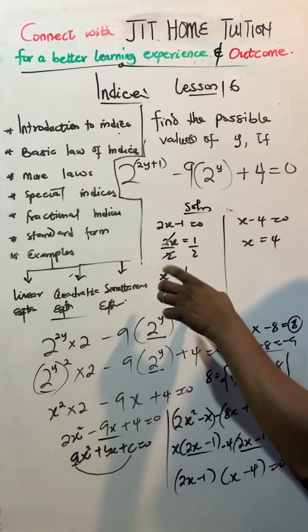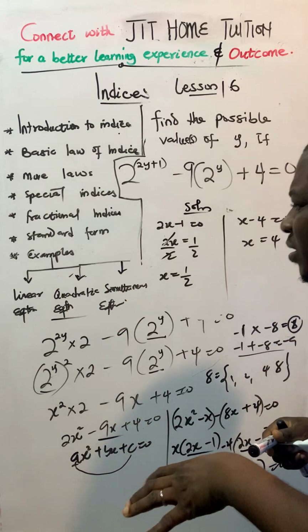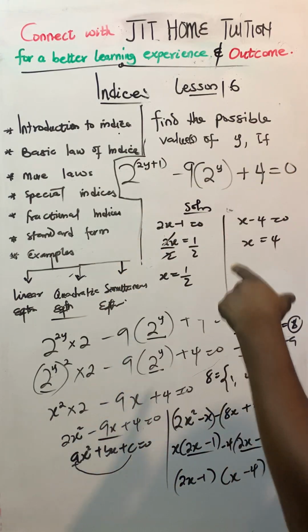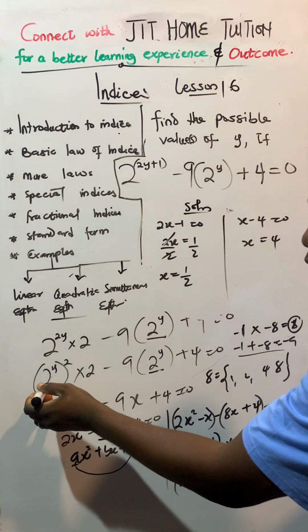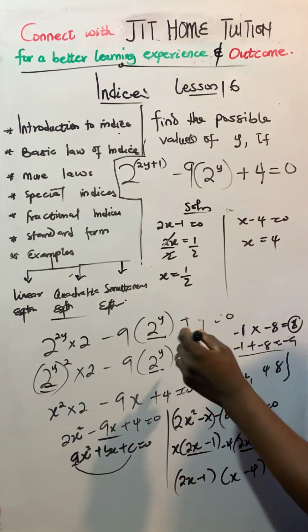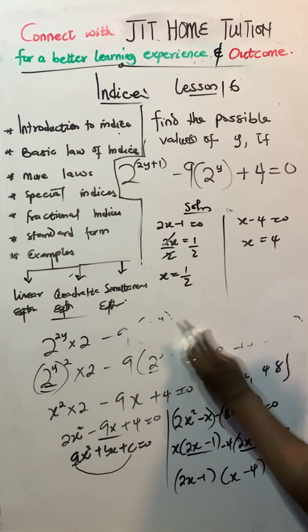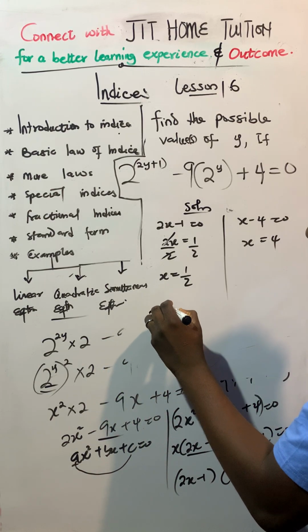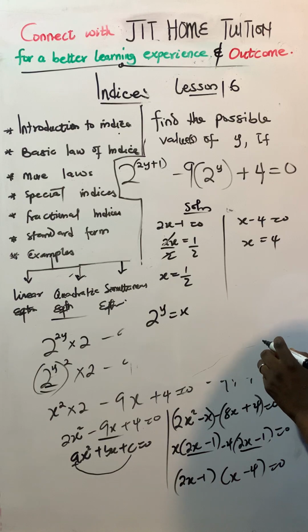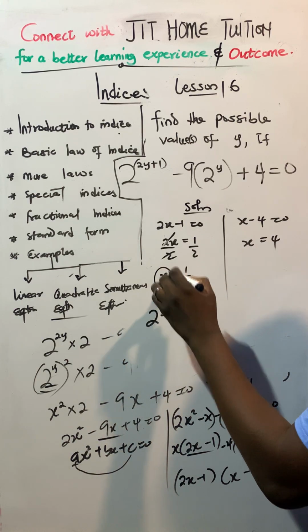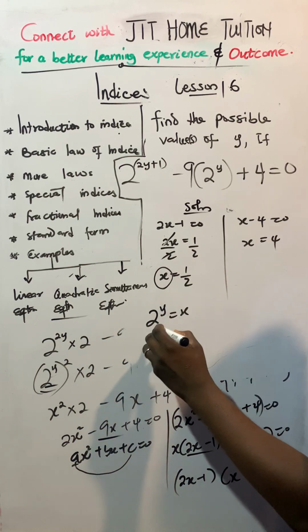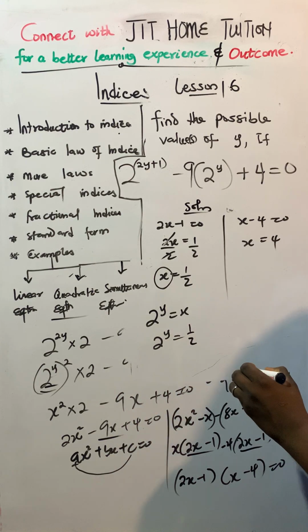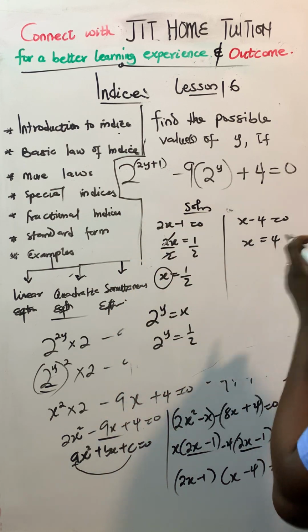Now, we've gotten the values of x, but the question did not tell you to find x. The question said values of y. But remember, we said that let 2 exponent y be equal to x. So if that is the case, you are going to replace it with that. And that will give you 2 exponent y equal to 1 over 2. I'm talking about this side, okay?